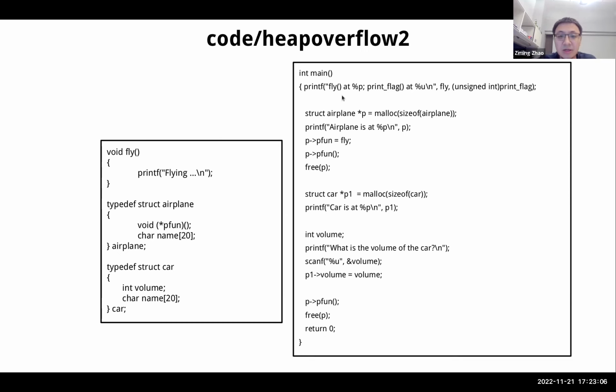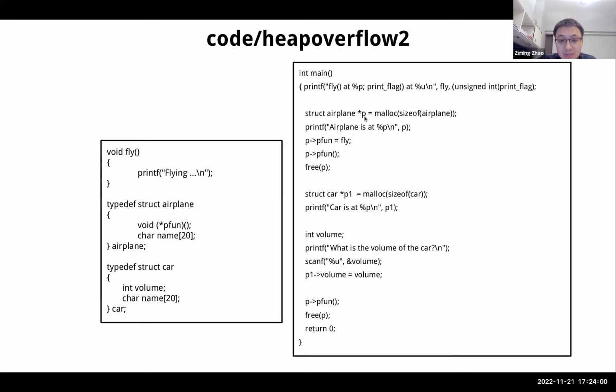The main function prints out the addresses of the functions, fly and flags. It first creates the airplane object, then sets the object's function pointer to fly, then calls that fly function. After that, we free this object, so the object doesn't exist anymore. Then we create a new object, which is a car. And because of how malloc is implemented, it's very likely that the car will be placed at the address where the airplane was.